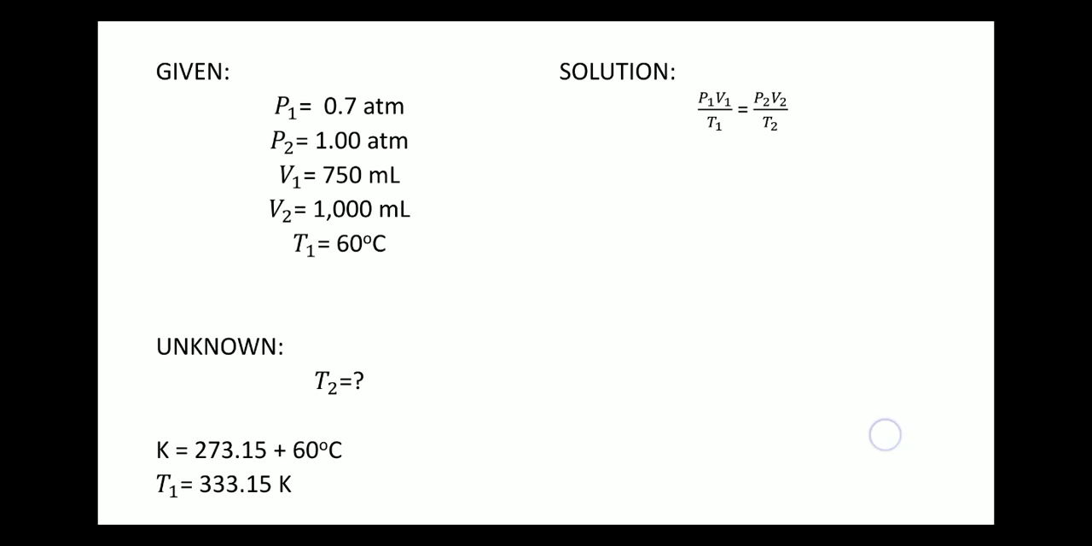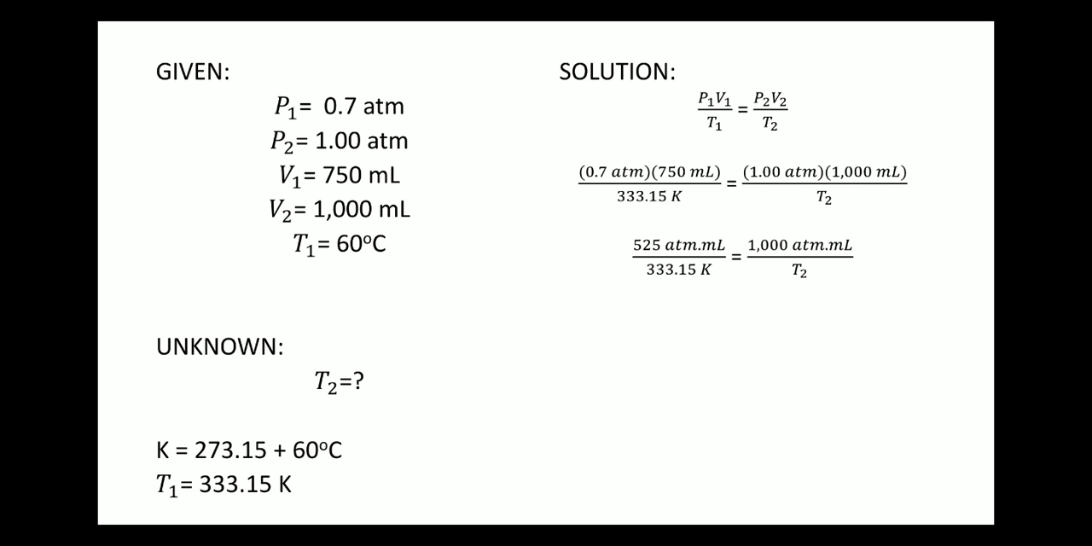Writing the formula, substituting the values, 0.7 times 750 over 333.15 is equal to 1 times 1000 ml over T2. Then we multiply some of the values. So 0.7 times 750 is 525 atm ml. Then the product of 1 atm times 1000 ml is 1000 atm ml over T2. Then we cross multiply. Copy 525 and T2. Then multiply 1000 atm ml times 333.15.